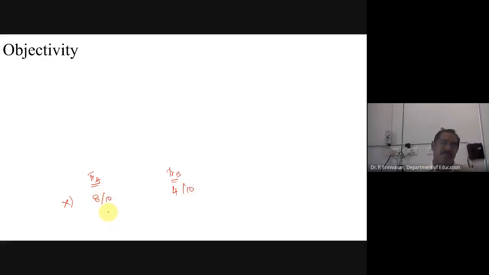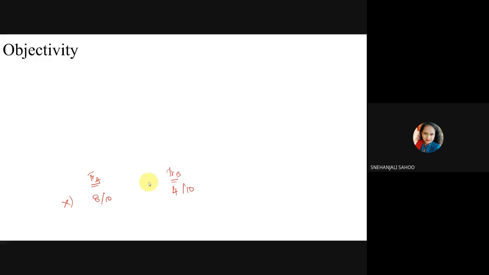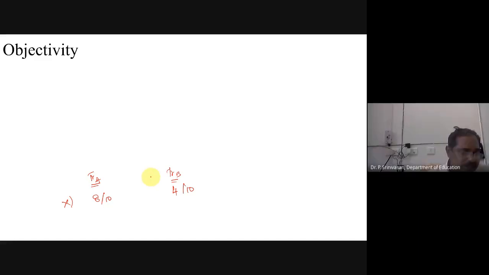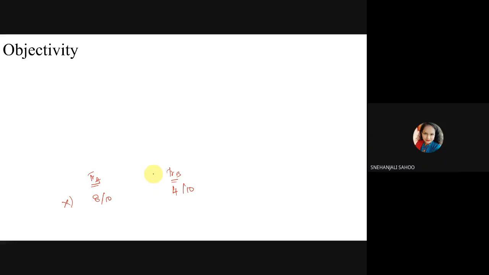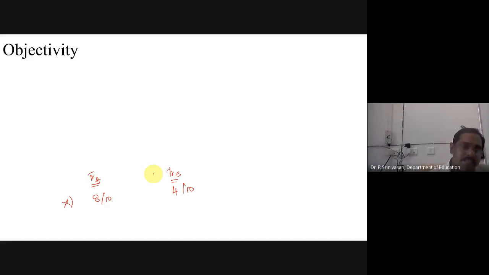What has happened here? This is a 10 mark question. The student is X. X's answer is corrected by two different teachers, and the marks differ. What has happened here? Teacher's objective may not have been fulfilled. Okay.